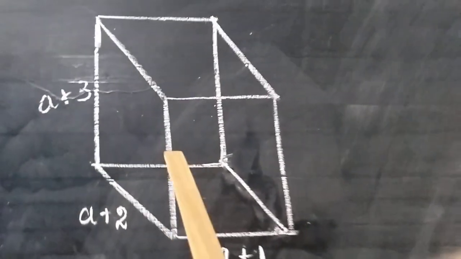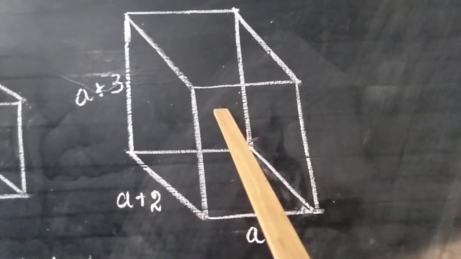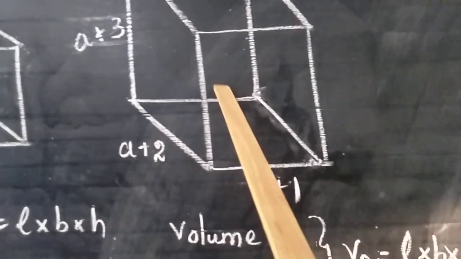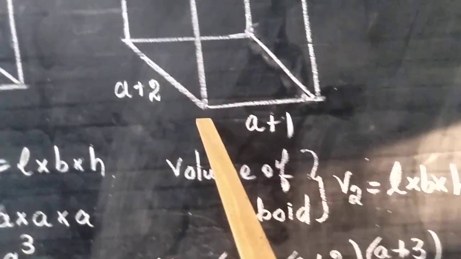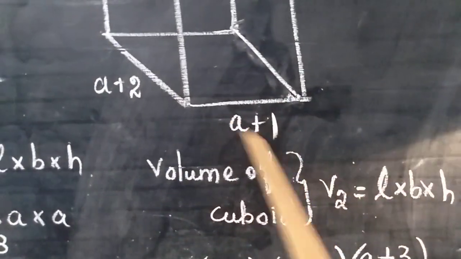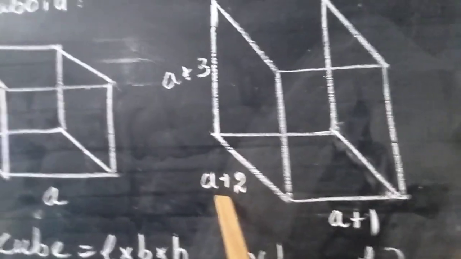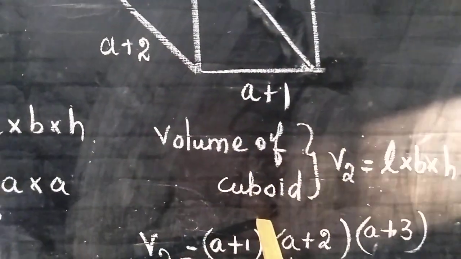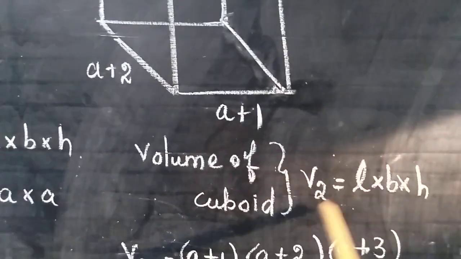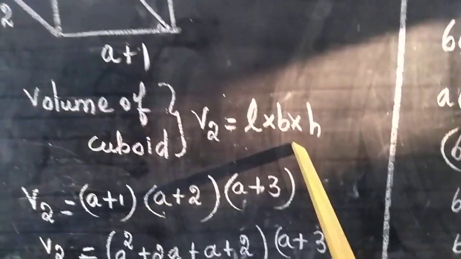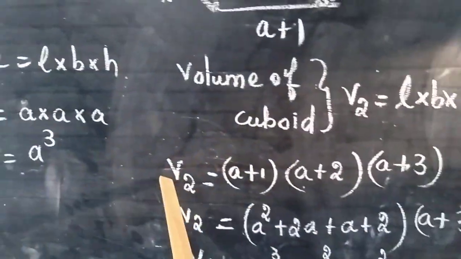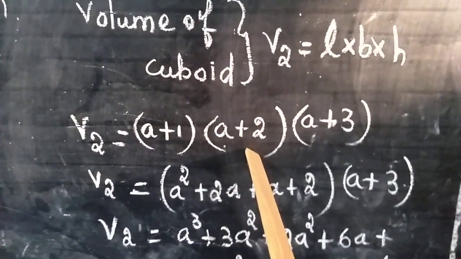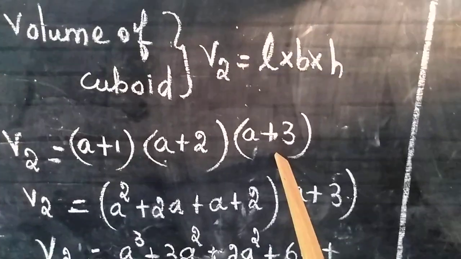Now as they have mentioned here, this cubic box is extended to a cuboid. Now this is a cuboid. The length is increased by 1 unit, the width is increased by 2 units and the height is increased by 3 units. To find the volume of the cuboid, we take this volume as V2, which is equal to length into breadth into height. Now V2 is equal to, the length is A plus 1 unit, the width is A plus 2 units and the height is A plus 3 units.